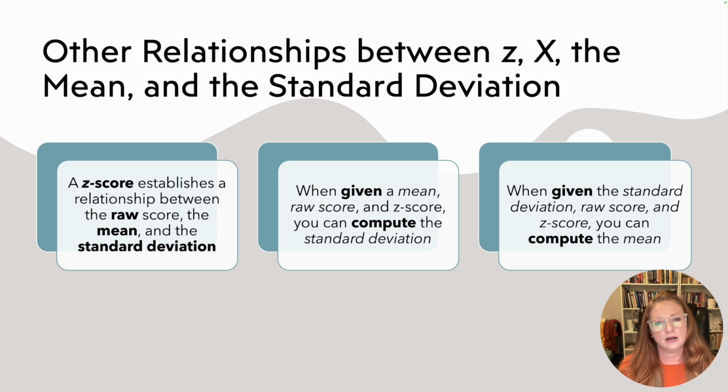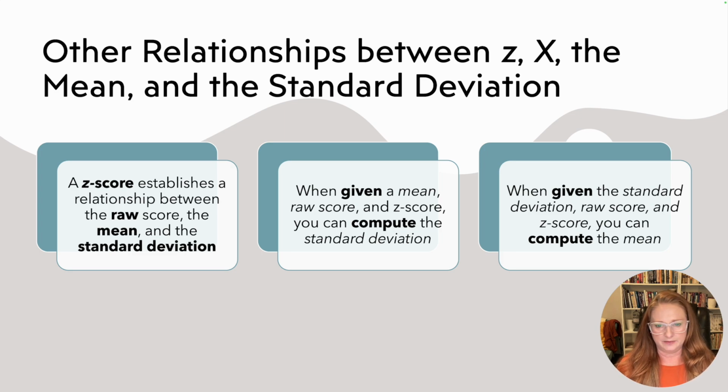Okay. I want to touch on a little bit of other relationships between z-scores, x or raw scores, the mean, or if you're dealing with population, mu, and standard deviation, variance, and variability. So a z-score establishes a relationship between the raw score, the mean, and the standard deviation. Absolutely.